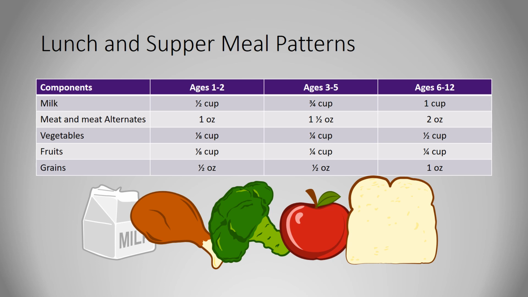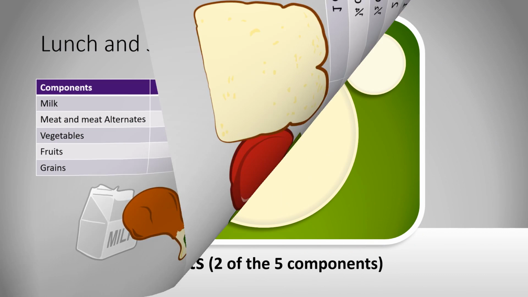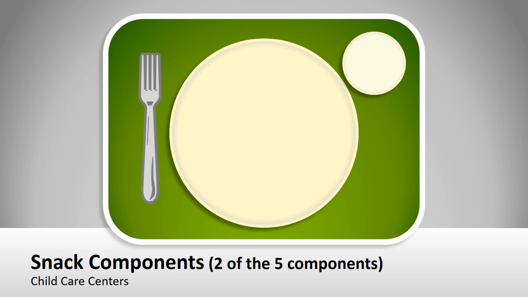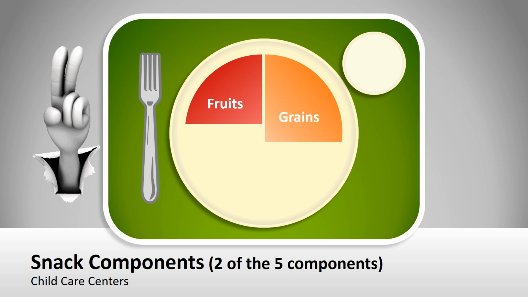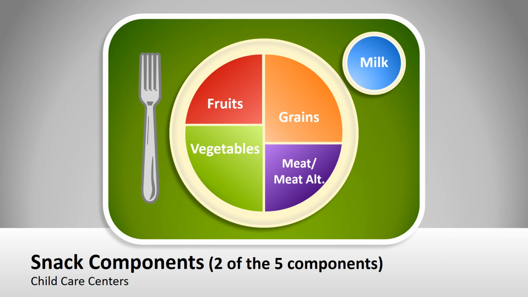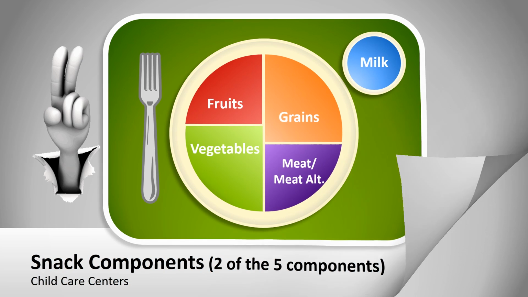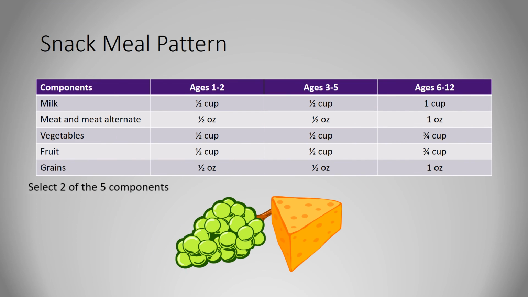Again, milk, meat alternates, vegetables, fruits, and grains are all required components for lunch and supper. Snack components consist of 2 of the 5 meal components. When selecting snack items, make sure there are 2 of the 5 components.